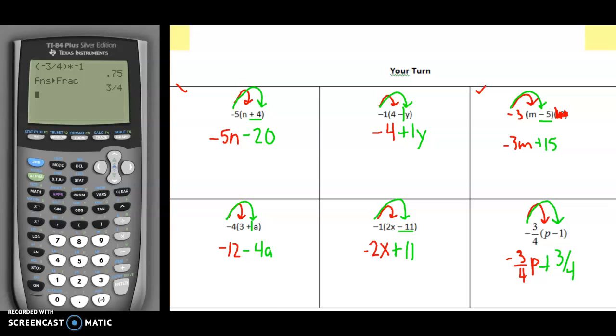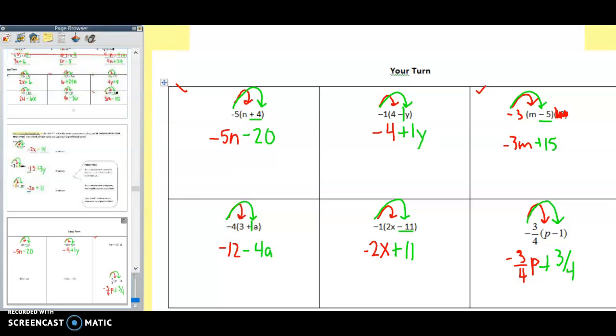So hopefully that kind of brought you back to distributive property and you feel a little bit more confident with that. Please complete the assignment listed in the modules. And again, you get participation points for doing your note sheet.